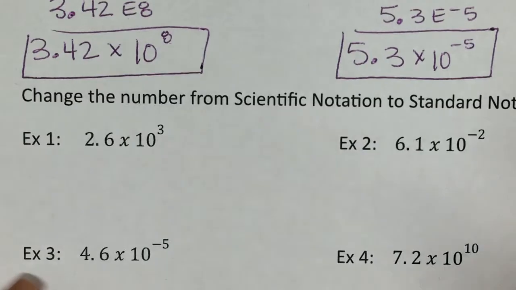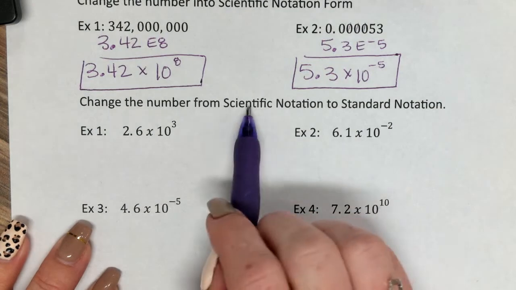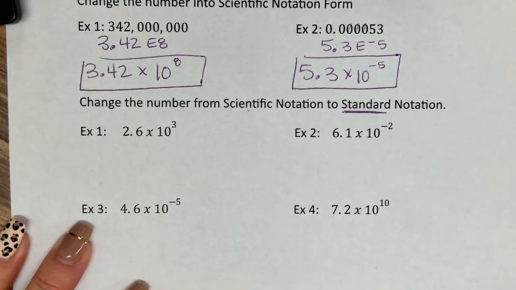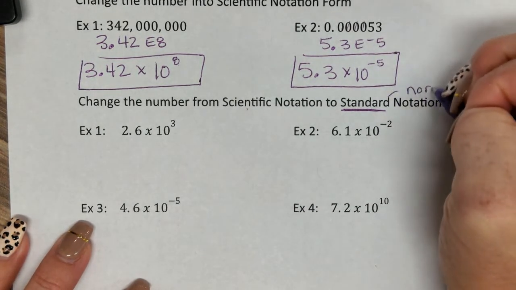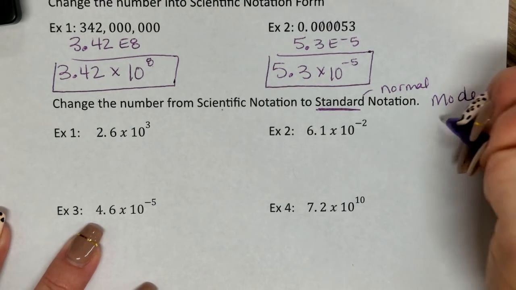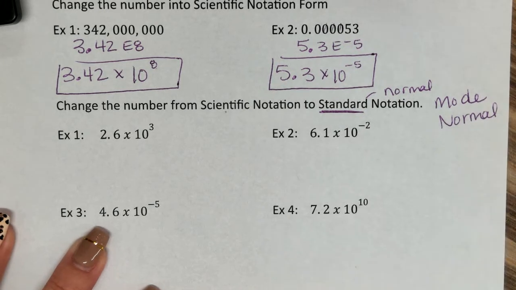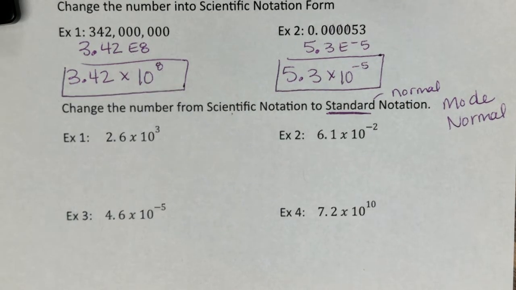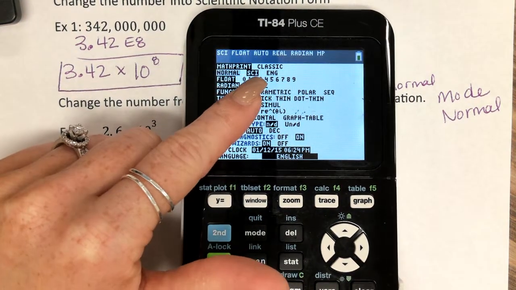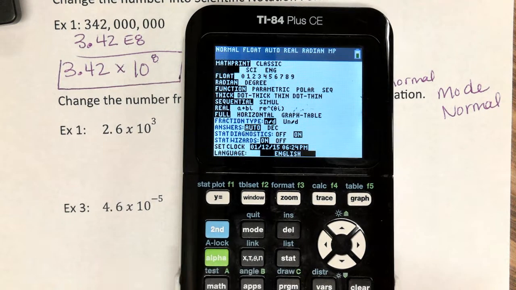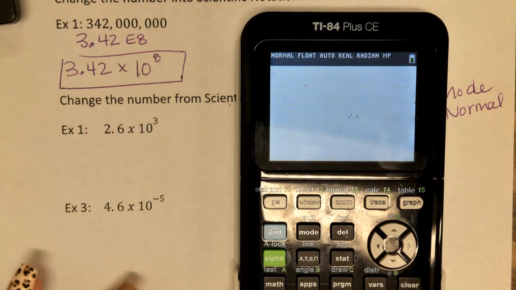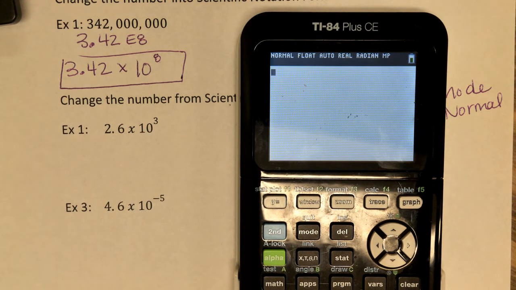All right, now we're going to go from scientific notation back to standard. And who remembers, what does standard actually mean? Normal. So what mode will you put your calculator in? Normal. So everybody go back to mode. And we don't want SCI anymore. We want normal, so we hit enter. All right, go out of that screen. This is the easy part. You're just simply going to type it in.